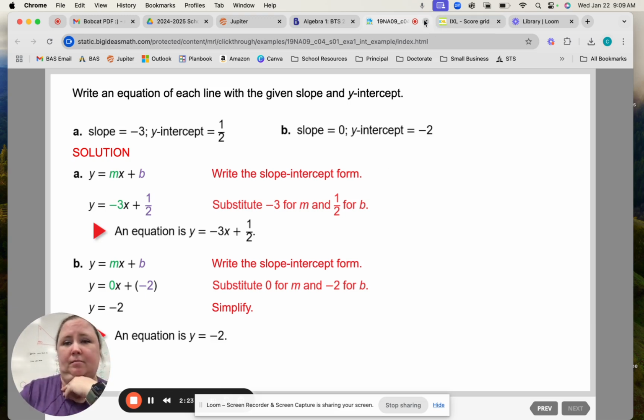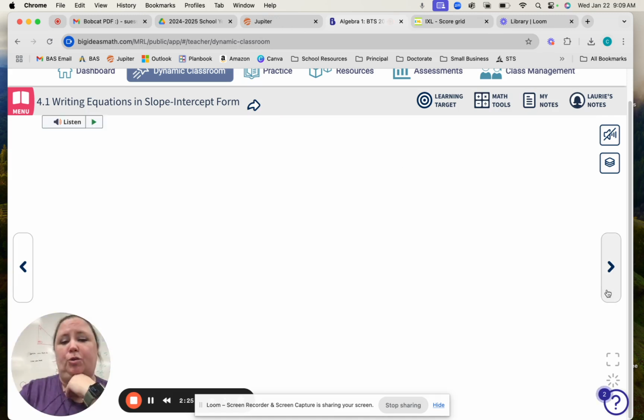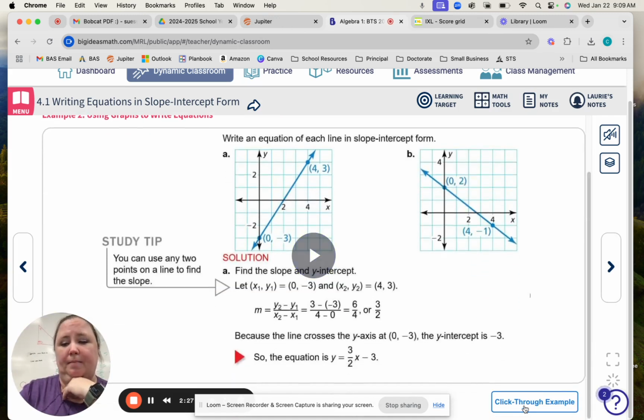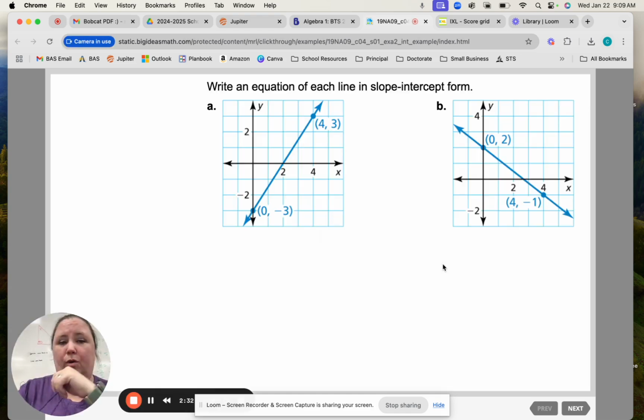Excellent. All right, so let's go look at example 2. We're going to write an equation of each line in slope-intercept form. We're not graphing. We're looking at a graph and writing the equation. Oh, I get it.